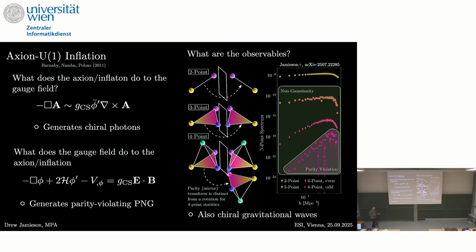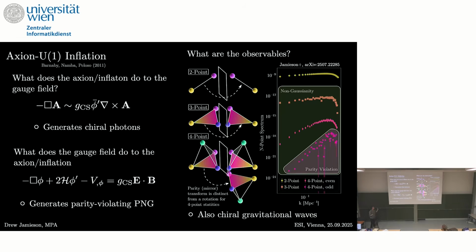Now, the curl is positive for right-handed modes and negative for left-handed modes, and so it distinguishes, but the sign is different for right and left-handed modes. And that means you generate chiral photons. So depending on the sign of the coupling constant and the inflaton's time derivative, you exponentially enhance one of the helicities. So say you exponentially produce lots of right-handed photons, but not left-handed ones.